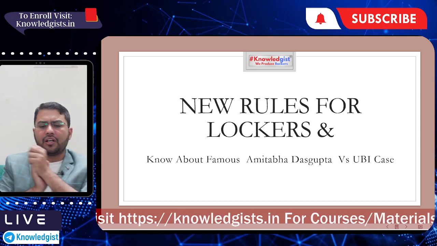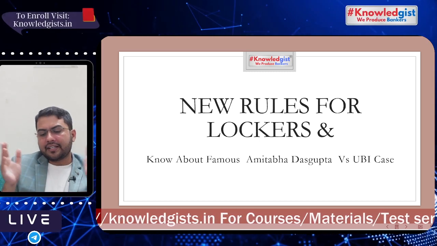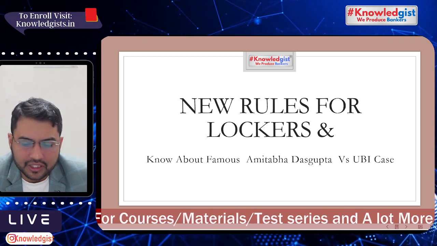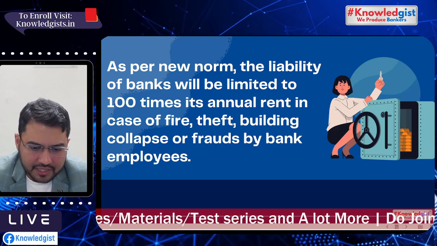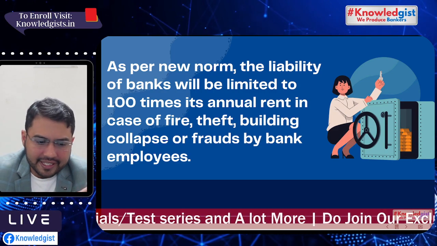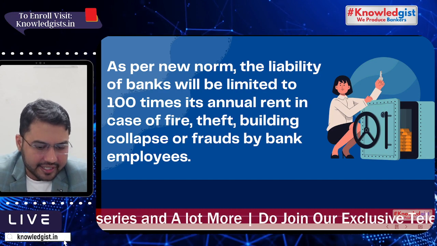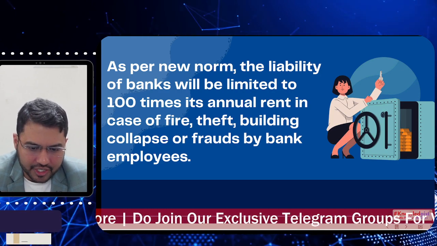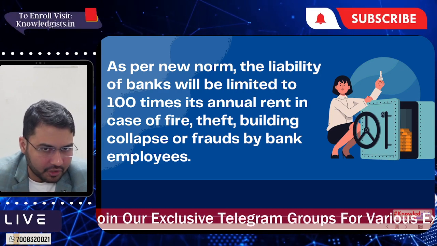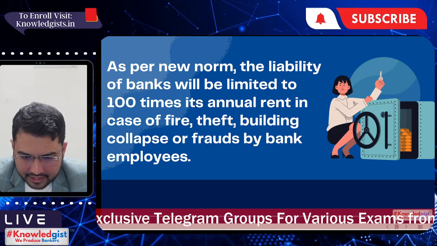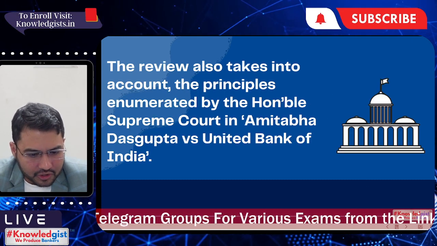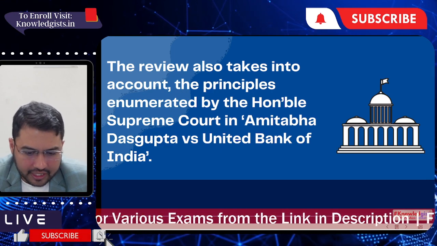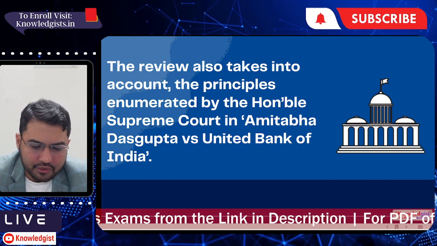So these are the new locker rules, and the interesting case of Amitabh Dasgupta versus UBI is what made banks do the new locker agreement. As per the new norm, the liability of the bank will be limited to 100 times its annual rent in case of fire, theft, building collapse, or fraud by a bank employee. Can you see on your screens? This could be your question. You need to understand what is happening inside your bank. Again, the review also takes into account the principles enumerated by the Honorable Supreme Court in Amitabh Dasgupta versus UBI, Union Bank of India.